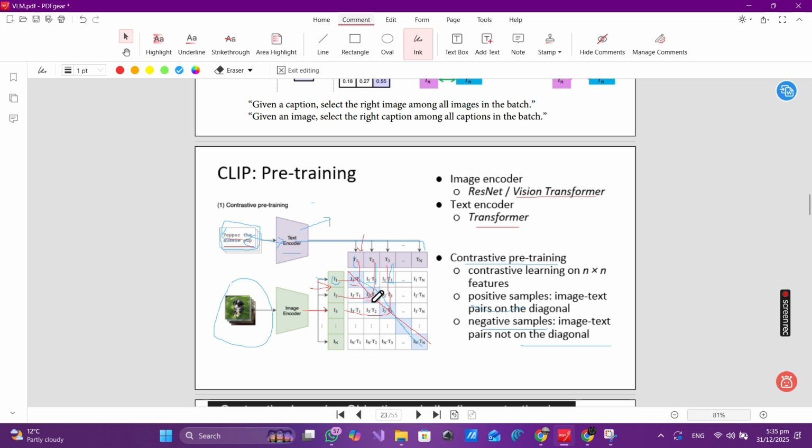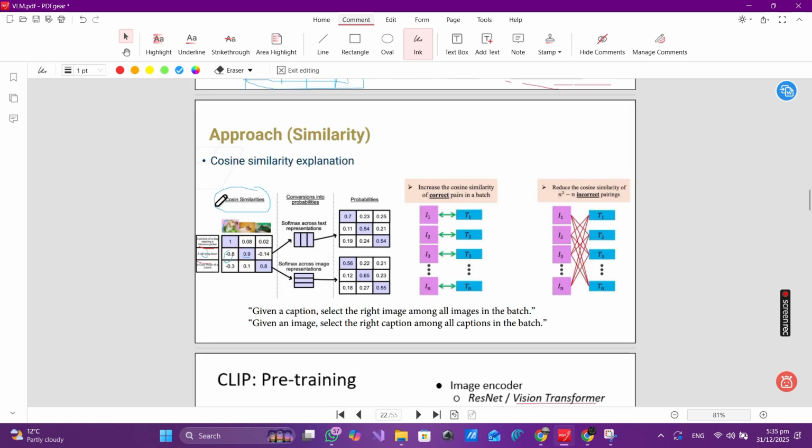Now why are we doing this? This is the contrastive pre-training. Why are we doing this? We want to maximize these diagonal entries. There's going to be a similarity score. We are going to calculate a similarity score based on the cosine similarity, right?